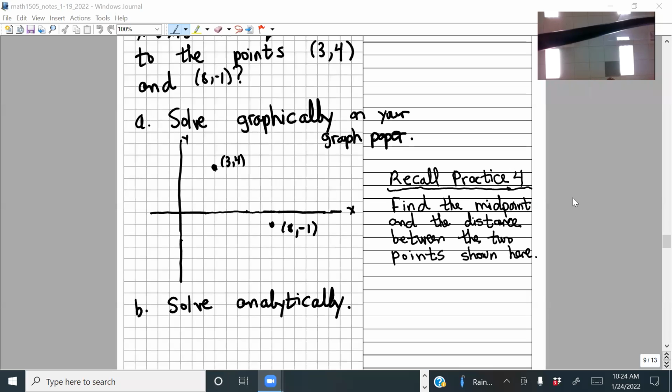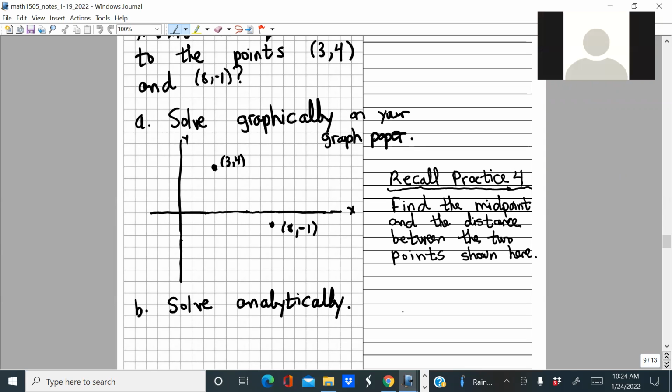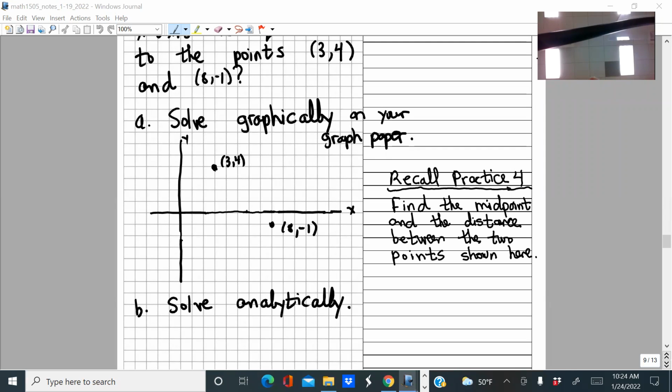But the midpoint formula is easy to remember without remembering the formal formula, because it's going to be the average of the x coordinates and the y coordinates of the points. Can y'all see that at home again? Okay. Yes, sir. I'm sorry, I lost y'all for a second there.